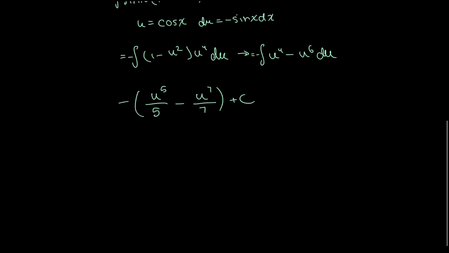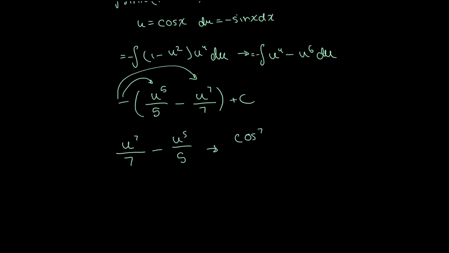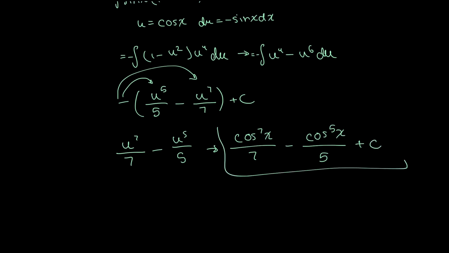And now I'm going to just substitute my u back in. And at the same time, I'm also going to distribute that negative so that I have u to the power of 7 over 7 minus u to the power of 5 over 5. Substituting that u back in, I get cosine to the power of 7x over 7 minus cosine to the power of 5x over 5. And because this is an indefinite integral, I need to add my arbitrary constant c. And that is my final answer.